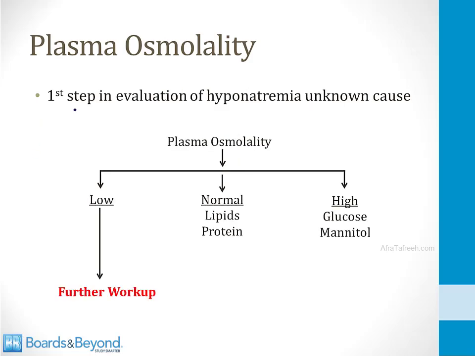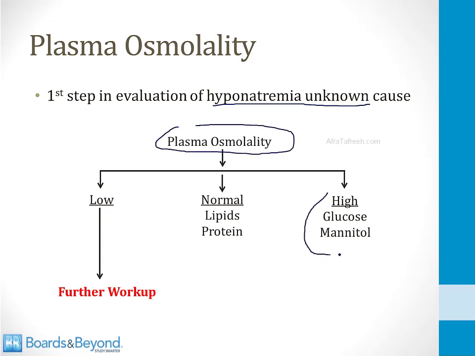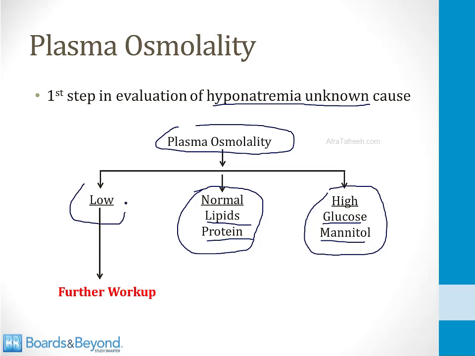So as I told you previously, the first step in evaluation of hyponatremia due to unknown cause is to check the plasma osmolality. If it is high, there is some osmole in the plasma that is pulling water out of cells and diluting the sodium level, and that can be in the setting of high glucose level or in a patient who has received mannitol. If the plasma osmolality is normal, then there's something in the plasma that's interfering with the measurement of the sodium level, and that could be lipids or proteins. Usually, however, it's going to be low, and what we're going to talk about in the rest of this module is the further workup that you do when the patient has a low sodium level and a low plasma osmolality.